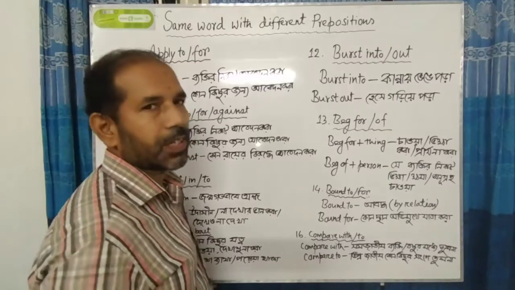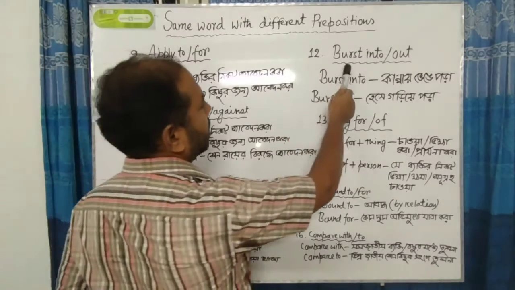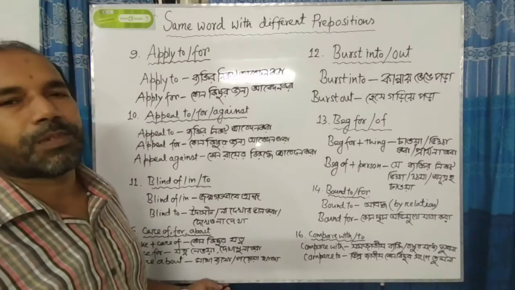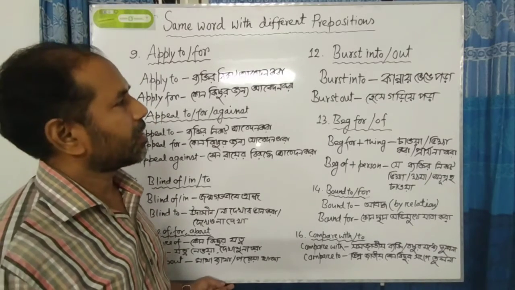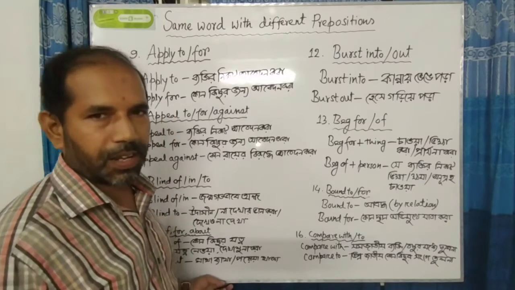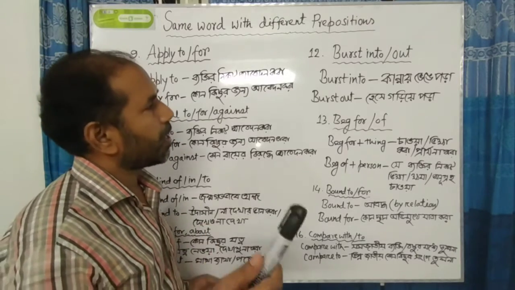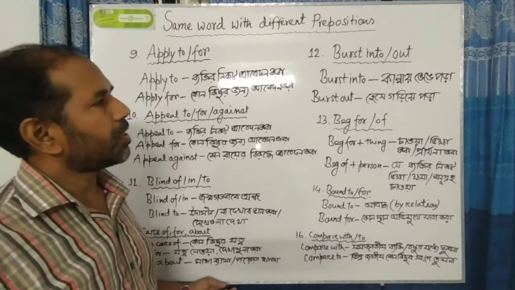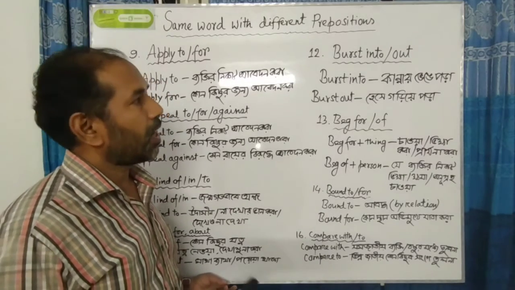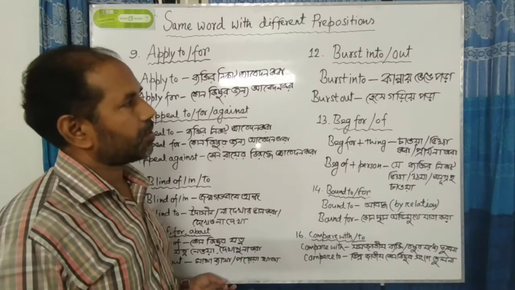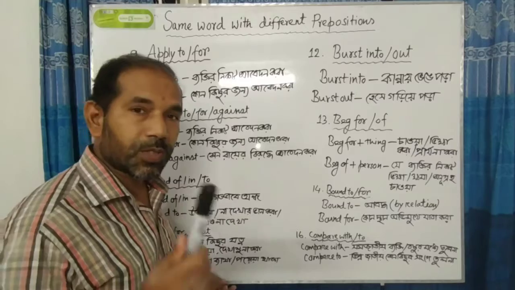Now let us see number 12. Burst into, burst out. This is also a very, very important preposition, I think. The Bengali meaning of burst into is কান্নায় ভেঙে পড়া. We say she burst into tears. After burst into, we have to use the word tears. So for this reason, we say burst into tears.